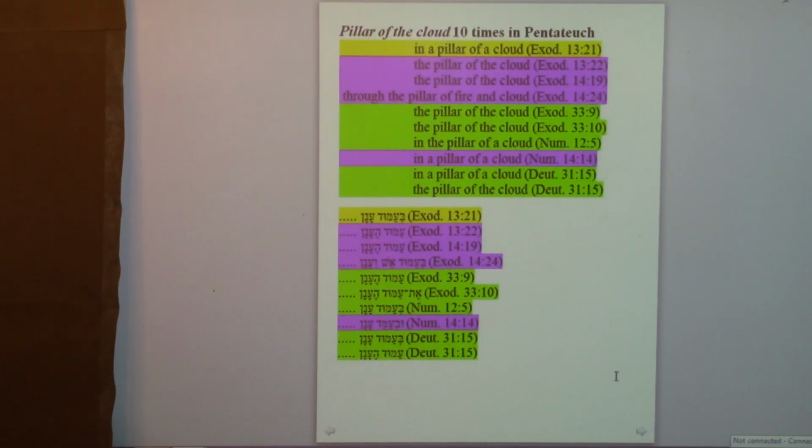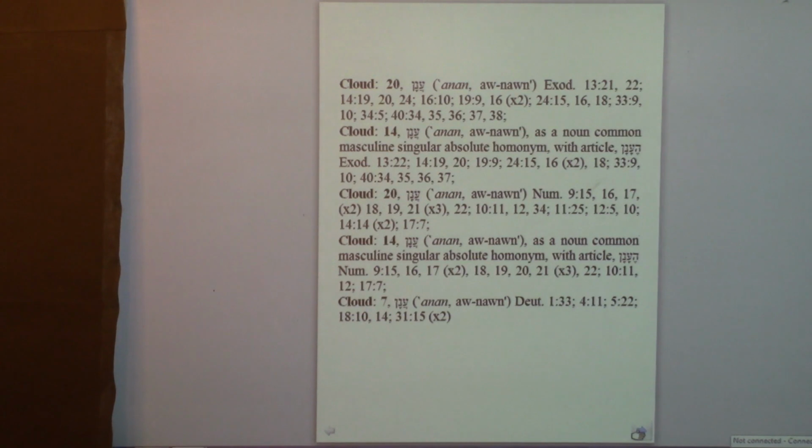Pillar of the cloud, that phrase, exactly 10 times. And we've got the priestly code, the Yahwehs and the Elohis all contributing. Now, individual words will also be in multiples. Here we have the word cloud throughout. Now, this is the entire Pentateuch.